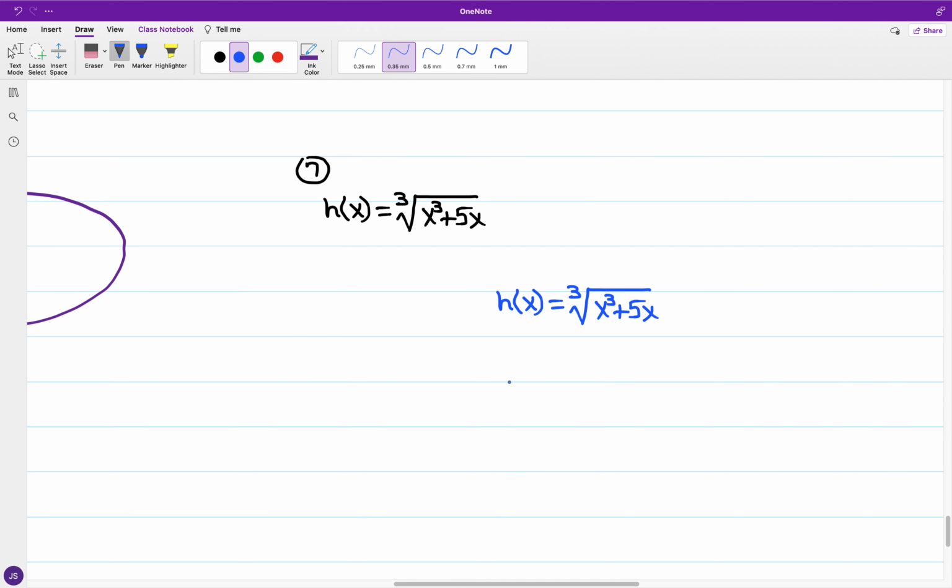Now for h of negative x, we're going to have the cube of negative x, and plus 5 times negative x.